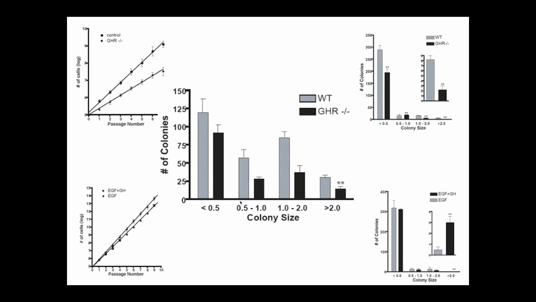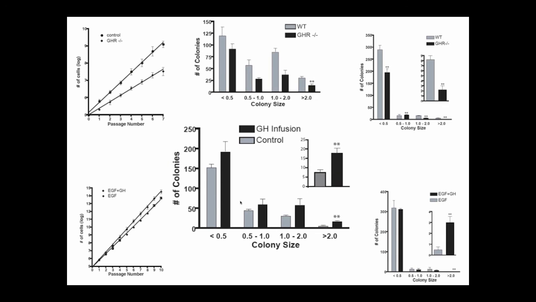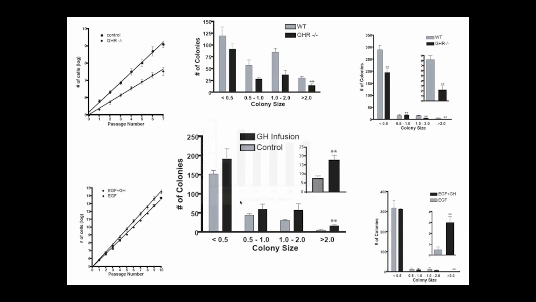If we look directly, not culturing the cells but isolating cells directly from growth hormone receptor knockout animals and putting them into the colony-forming assay, we get a significant reduction in the numbers of large colonies, suggesting these animals have fewer stem cells. And if we infuse growth hormone into control animals, harvest the subventricular zone, and look to see how many stem-like cells we have based on the tissue culture definition, we find that we get more large colonies, suggesting that in vivo growth hormone infusion results in more symmetric divisions and an increase in the numbers of neural stem cells.